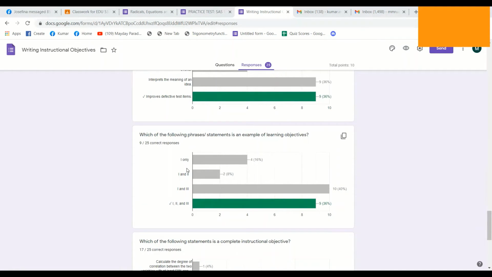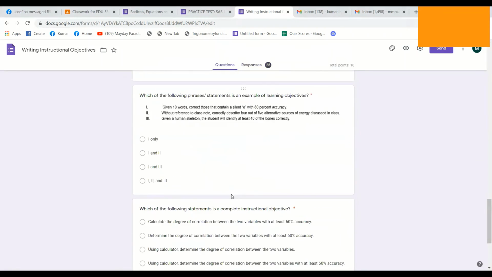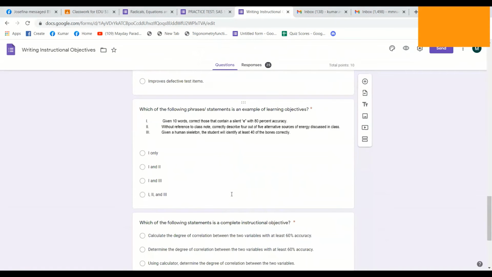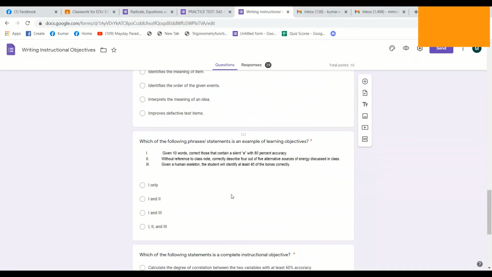Okay, I don't have the copy here. Which of the following statements is an example of learning objectives? Okay. I guess there's a missing question here. Complete. It should be my bad, no? Which of the following phrases or statements is an example of complete learning objectives? It should be complete. Okay.